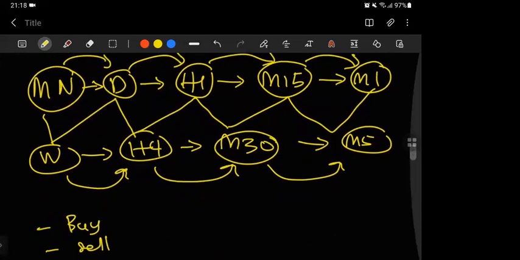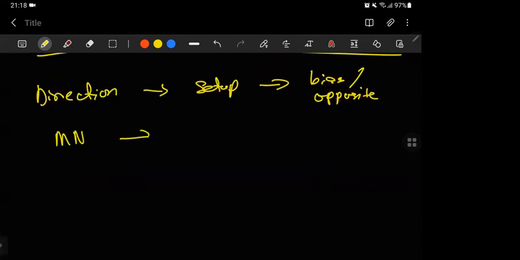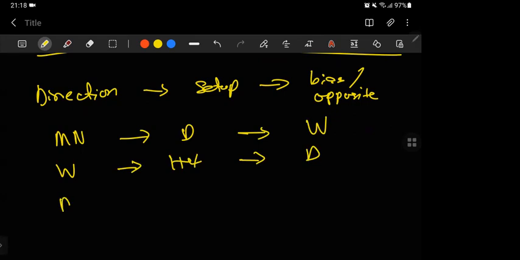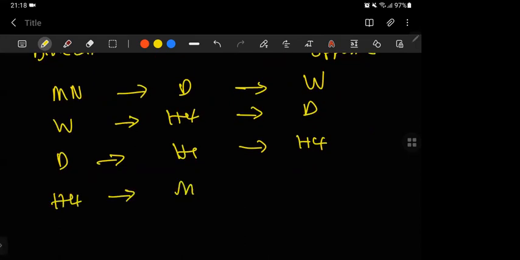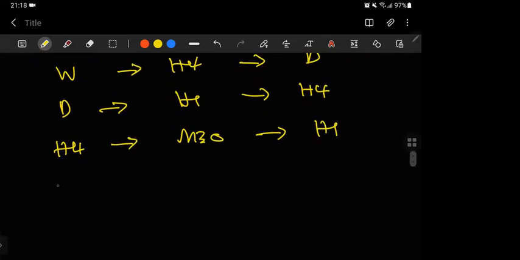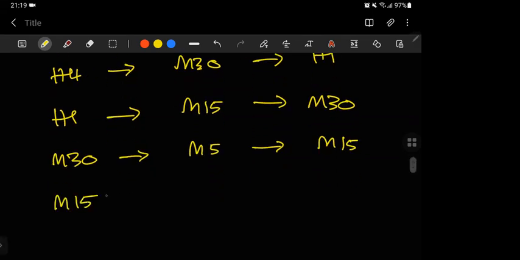The table: direction, setup, bias. See: monthly, daily, weekly, weekly, H4, daily, daily, H1, H4, H4, M30, H1, H1, M15, M30, M30, M5, M15, M1, M5. Okay, simple as that.